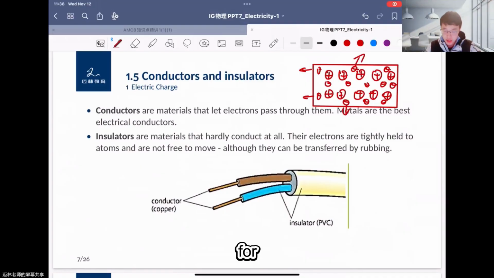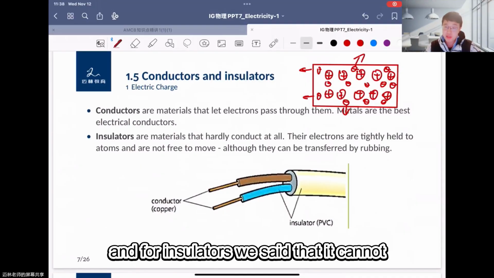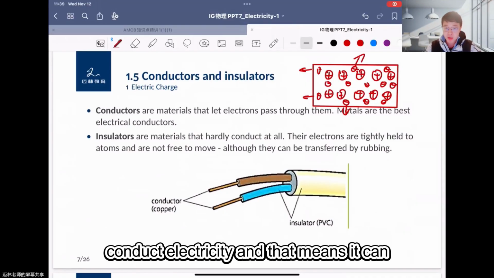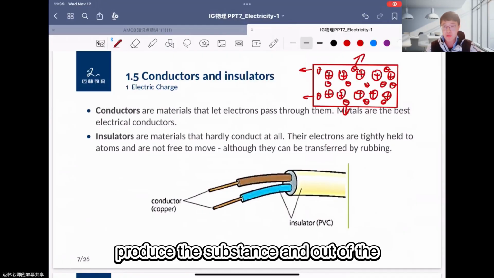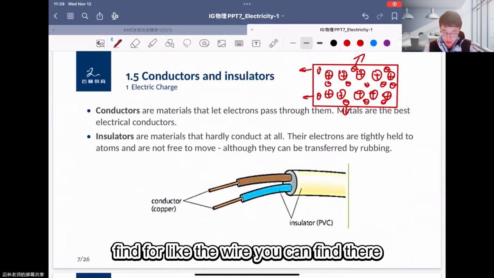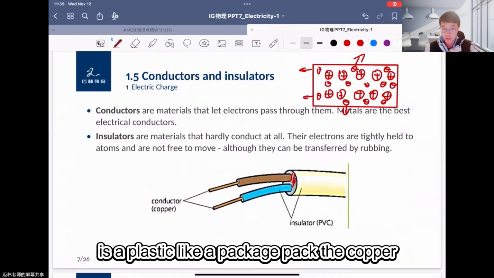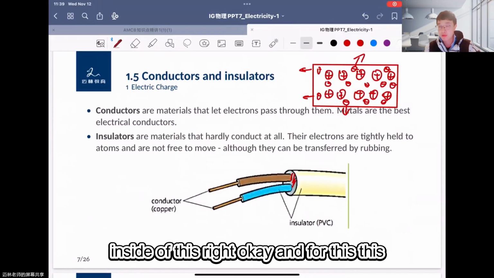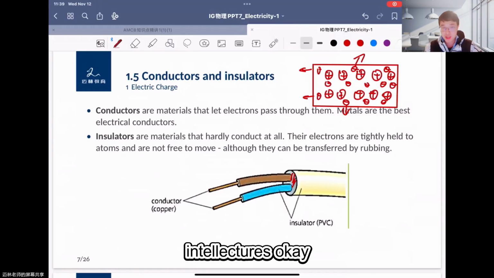This is for conductors. And for insulators, we said that they cannot conduct electricity. That means they can hold the charge and make it stay still. So for a wire, you can find there's a plastic package packed around the copper inside, right? This is the difference between conductors and insulators.